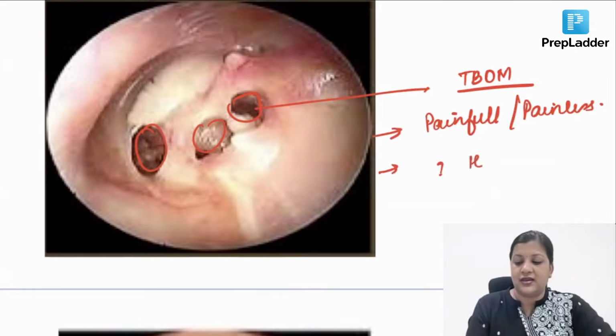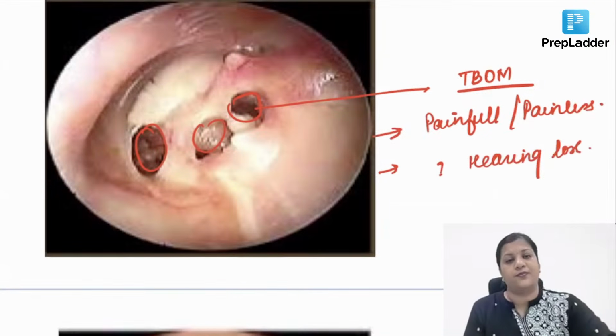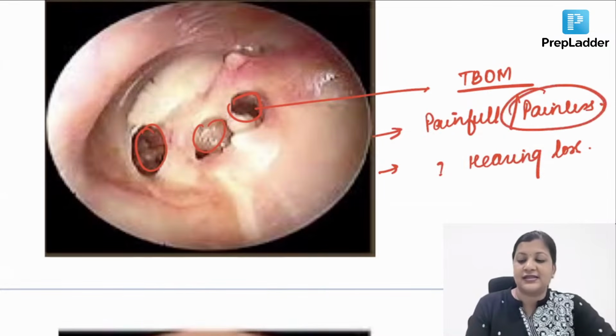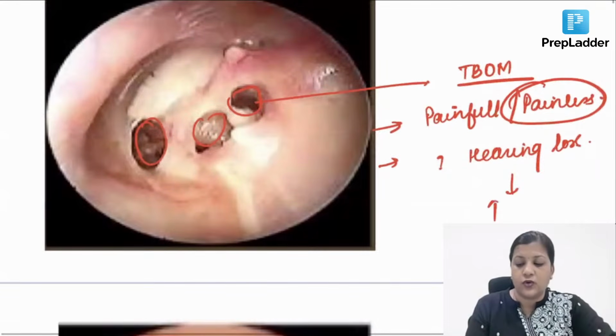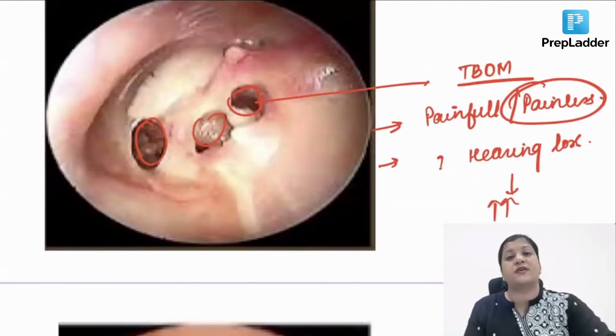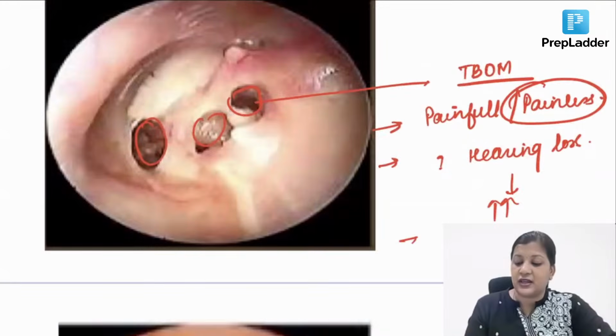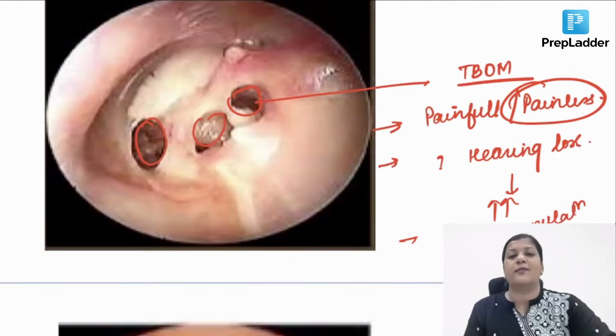And how is the hearing loss? Is it less or is it more? That is my question to all of you. Yes, it is painless and the hearing loss is more than what we could expect as per the extent of disease. So there is a disproportionate hearing loss. And sometimes they can also give you the word pale granulations. So whenever you see pale granulations in the middle ear, you should think about tubercular otitis media, right?